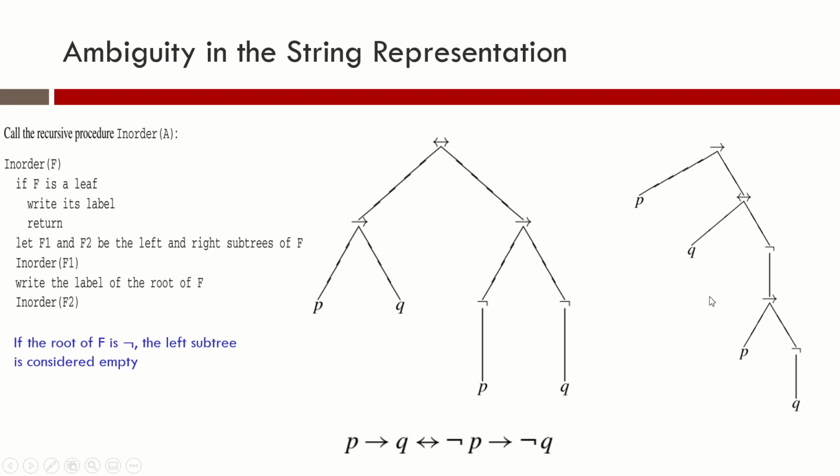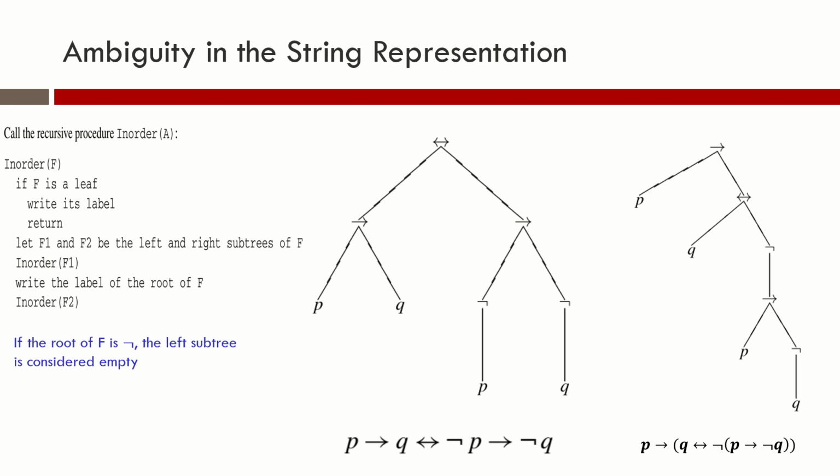Whereas what we actually should get is this: P implies Q equivalence negation of P implies negation Q. This is what we had to obtain. But what we get is this, using this particular formula. Okay, so we have ambiguity in the string representation. That is, we have two trees which yield the same string as output. So we need to somehow resolve this ambiguity.